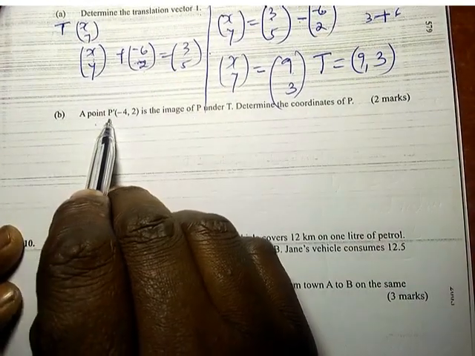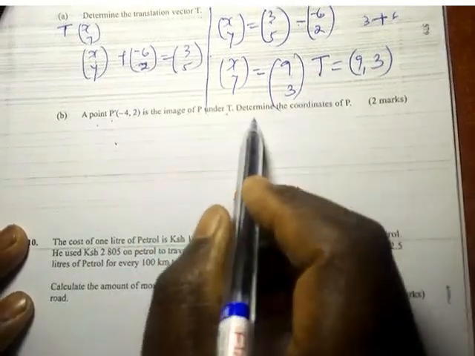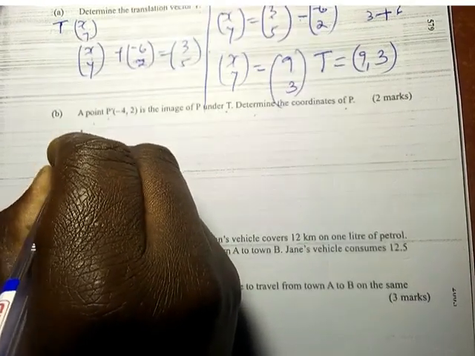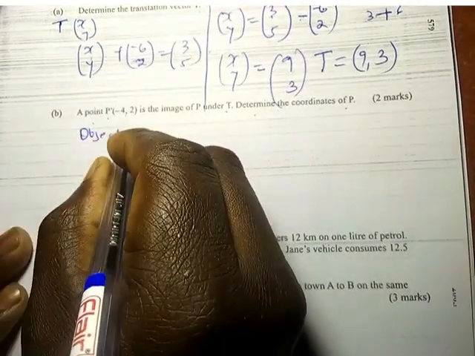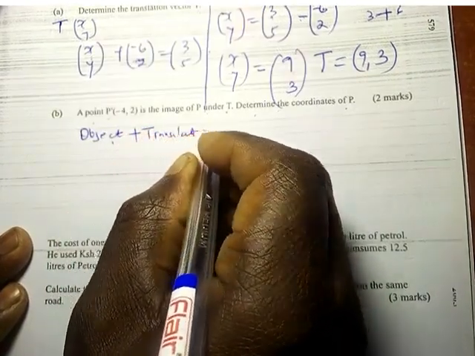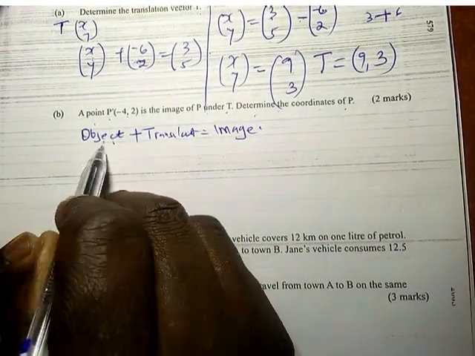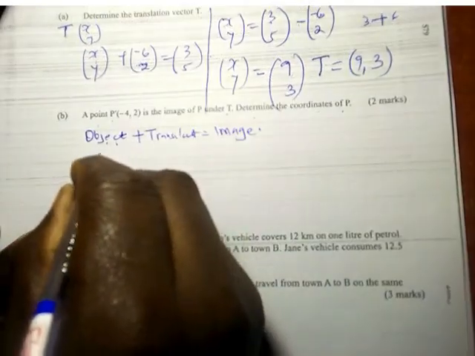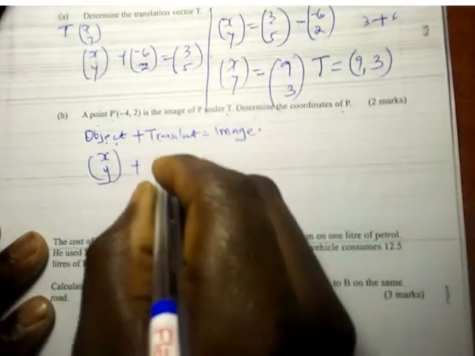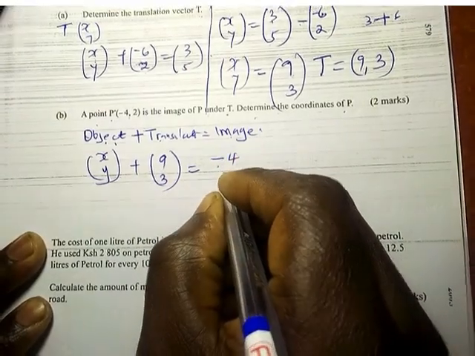A point P prime is an image of P under T. Determine the coordinates of P. I have given you the formula. Object plus translation, the answer is the image. So now we don't have the object. Let the object be (x, y), plus the translation we have gotten (9, 3). It will give us the image, which is (-4, 2).